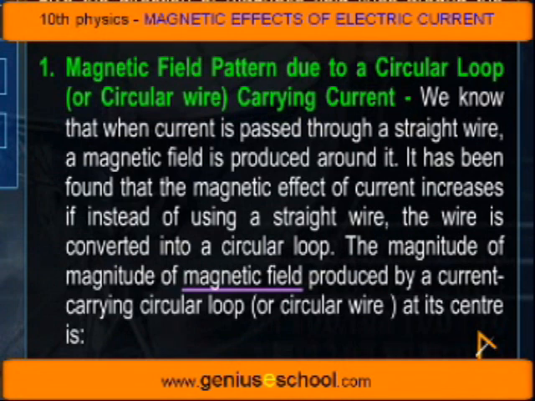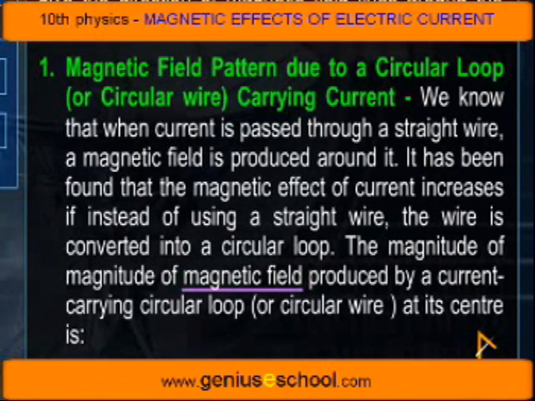Magnetic field pattern due to a circular loop or circular wire carrying current. We know that when current is passed through a straight wire, a magnetic field is produced around it. It has been found that the magnetic effect of current increases if, instead of using a straight wire, the wire is converted into a circular loop.